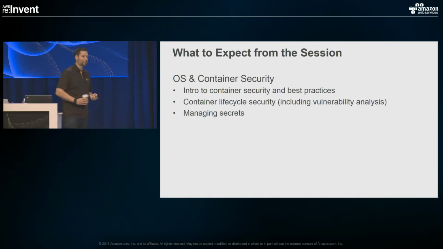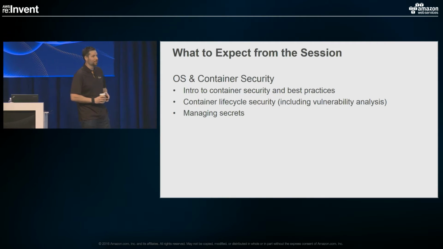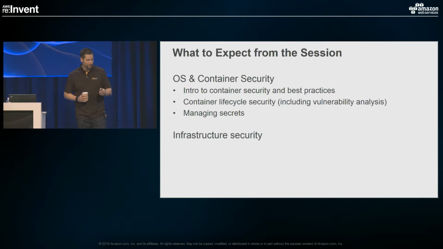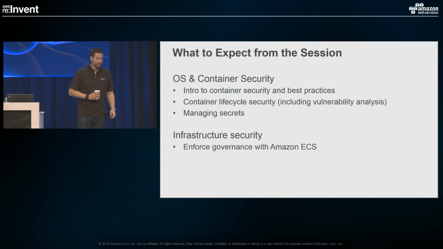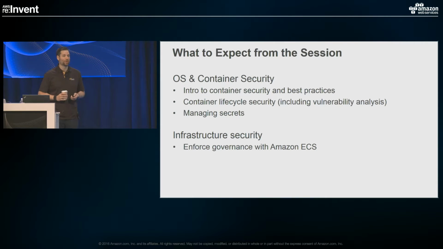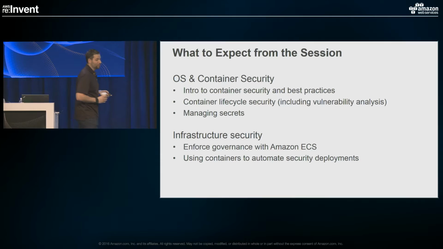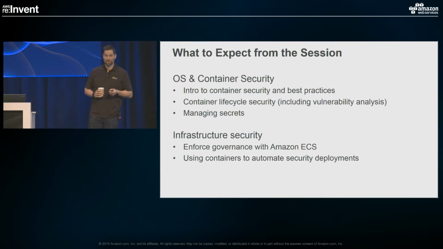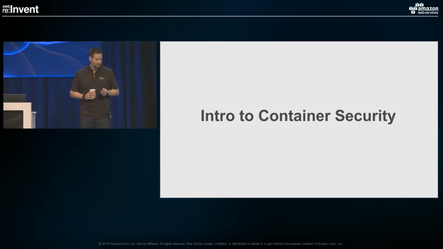And then lastly, we're going to talk about managing secrets. How do you manage secrets on a container system? What's the main do's and don'ts? Then we're going to move on to infrastructure security. And Michael is going to take over and talk a little bit about enforcing governance with Amazon ECS and how to perform governance before you roll out your images. We're also going to cover using containers to automate security deployments. So how can you build a secure application flow using containers? That was it. So a quick intro to container security.